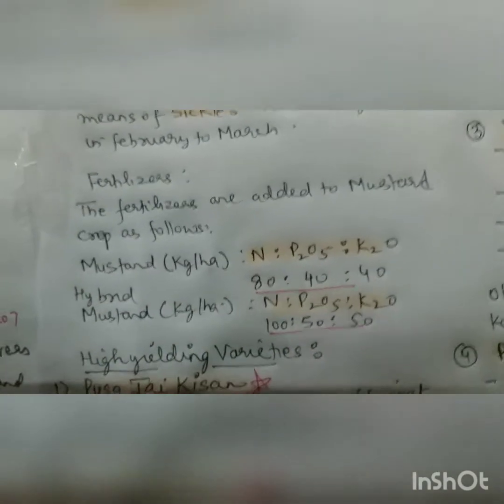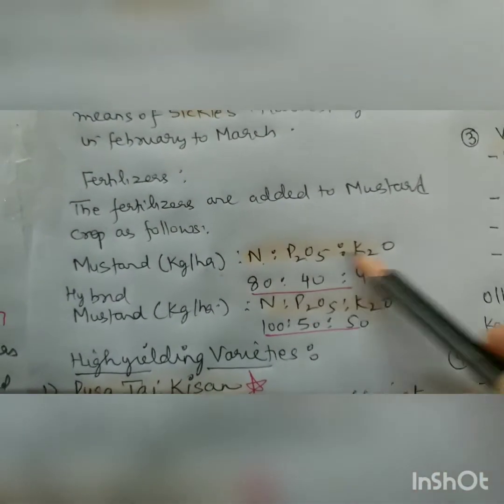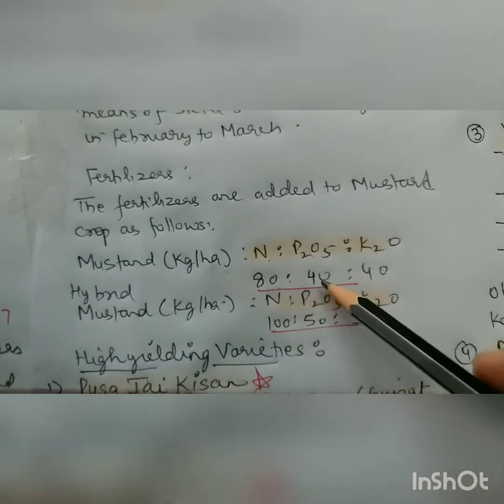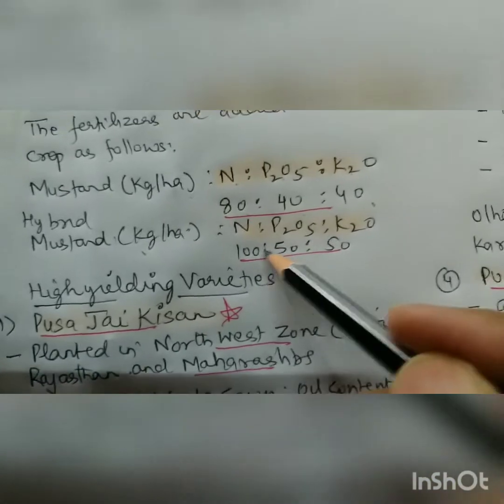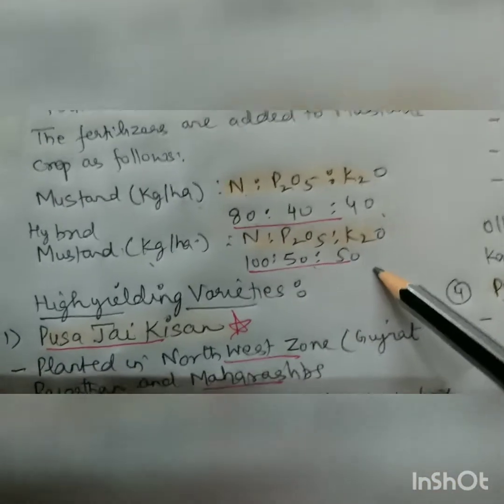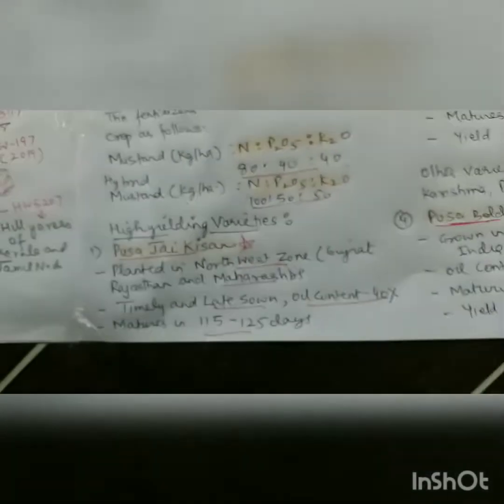And the fertilizers added to the mustard are as follows. Mustard, kg per hectare: normal mustard, NPK, 80:40:40. Whereas if you are using hybrid mustard, it is a 100, 50 and 50 ratio of N, P2O5 and K2O. So now we are coming to the high yielding varieties.